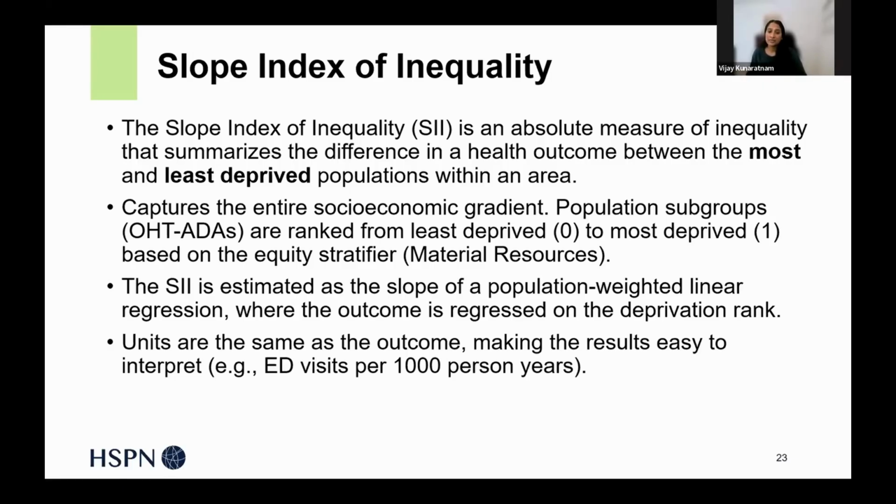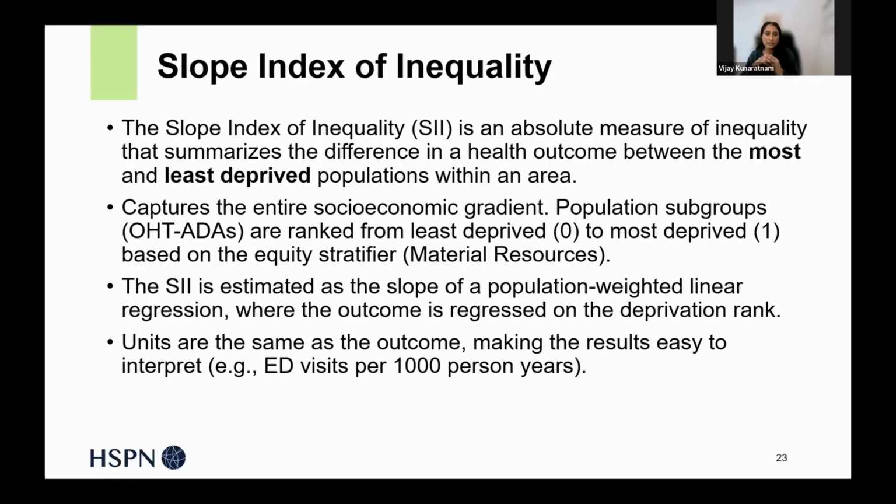So, slope index of inequality, or SII, is basically a way for us to summarize the absolute inequality gap for outcomes like ACSC hospitalizations or ED visits across the whole socioeconomic spectrum. So we're not just comparing the very top and the very bottom. We're really looking at the distribution in between as well.